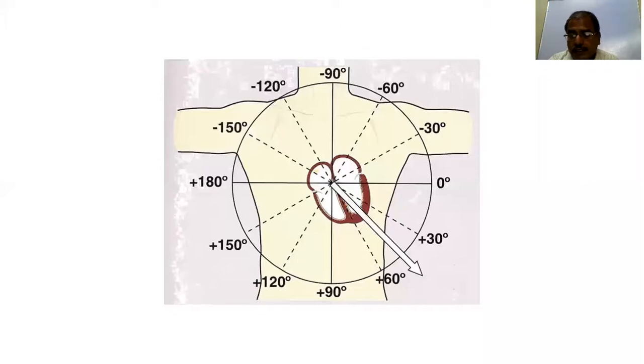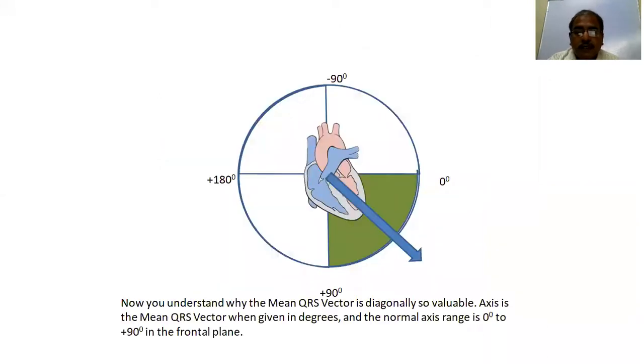In reference to the heart, you see the mean QRS vector is diagonal and it is downwards towards the foot of the patient. So the axis is the mean QRS vector given in degrees, and the normal axis ranges from 0 to 90 degrees in the frontal plane.